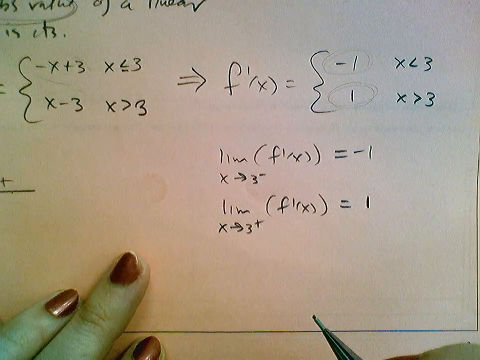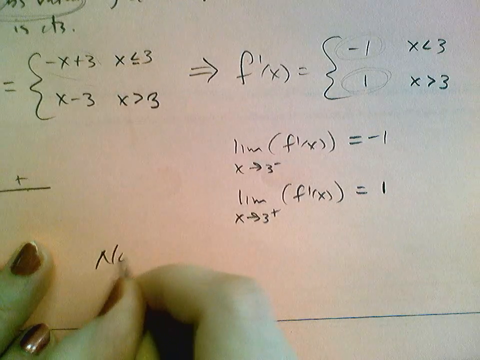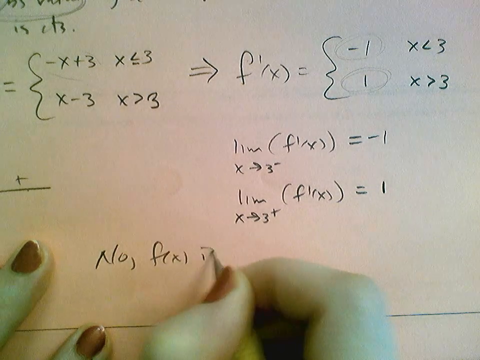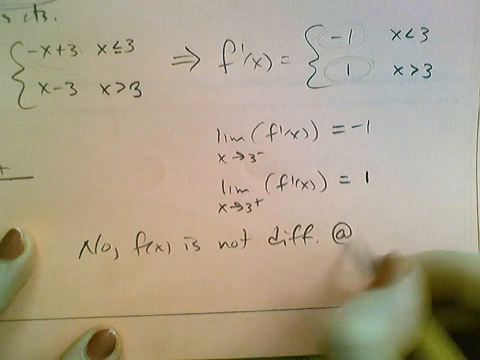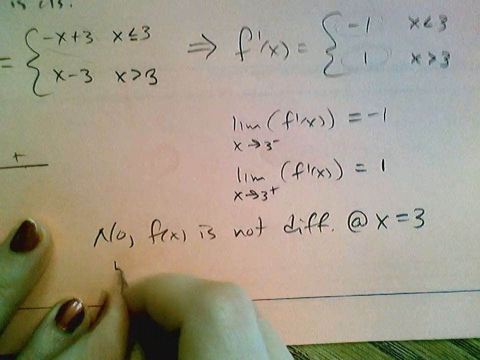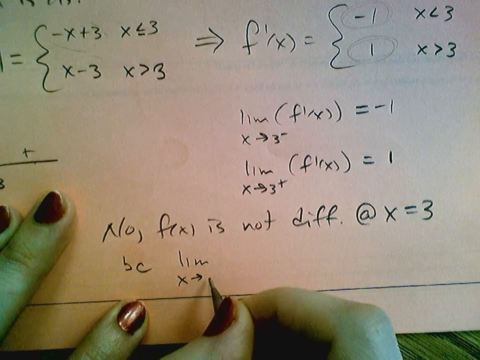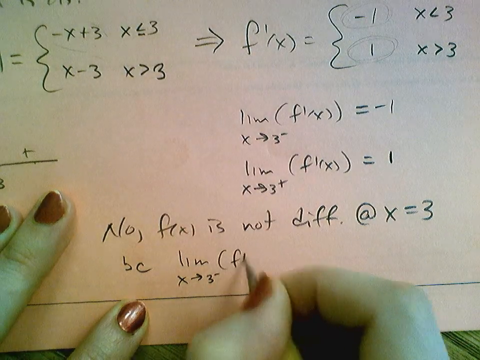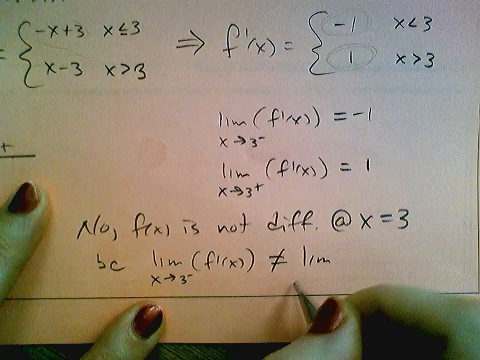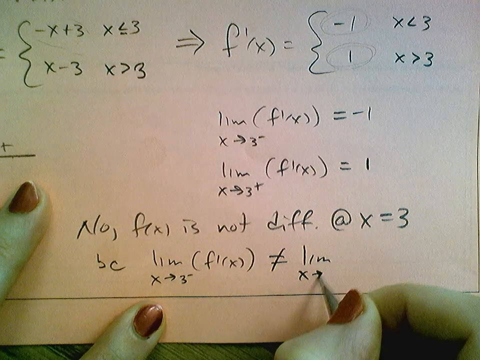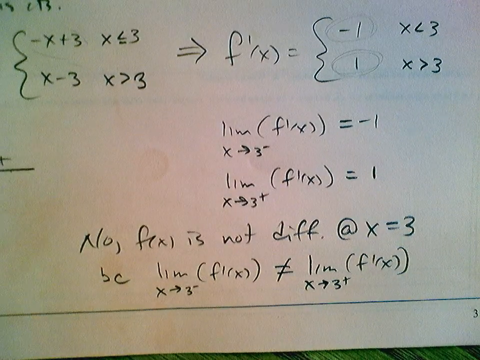So no, f of x is not differentiable at x equals 3, because the limit as x approaches 3 from the left of f prime of x is not equal to the limit from the right. Oopsie. Okay, so there is that.